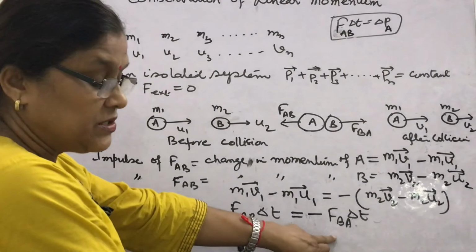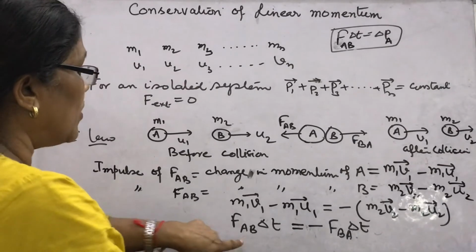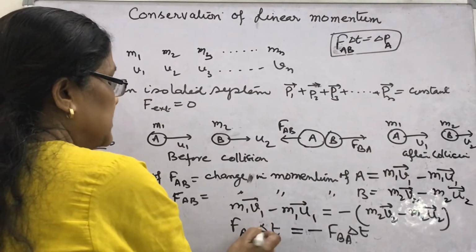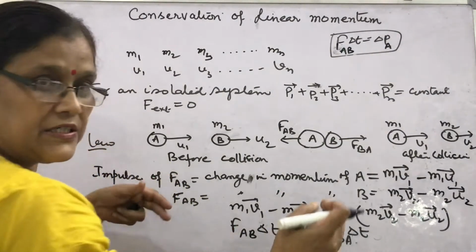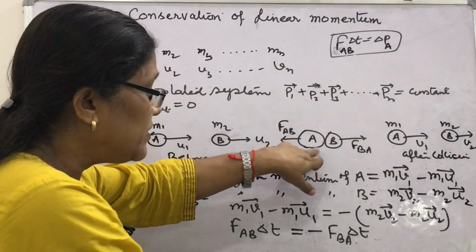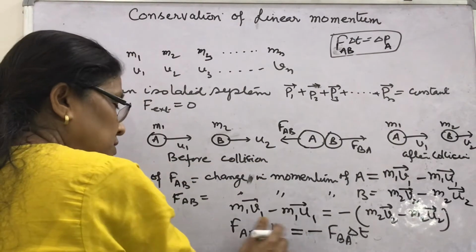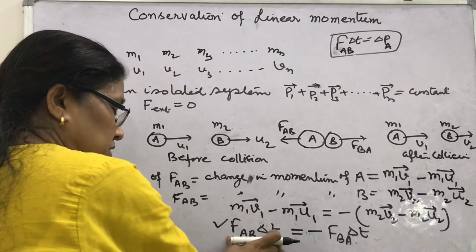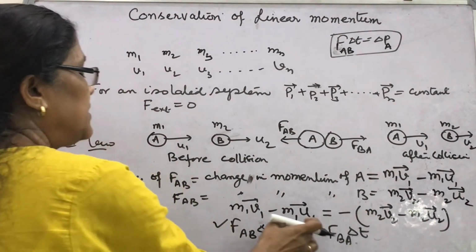Then what can you say here? As per the third law, we have applied that equal and opposite forces of action and reaction are there internally in the system between any two particles. Because this is the impulse, this is the change in momentum for the first and second object.